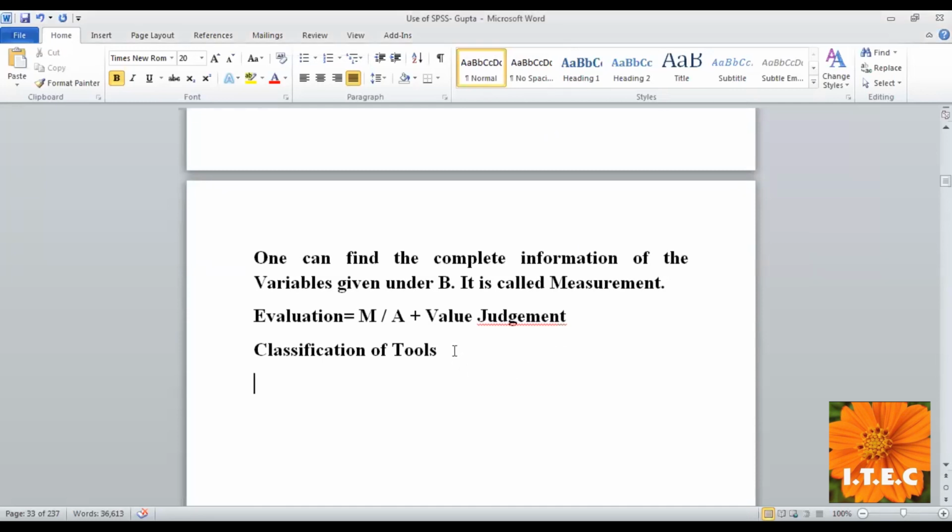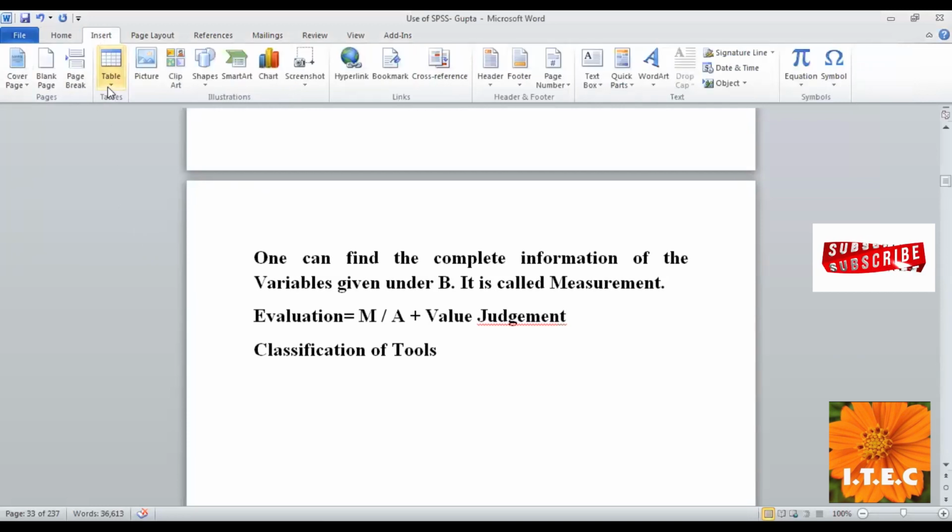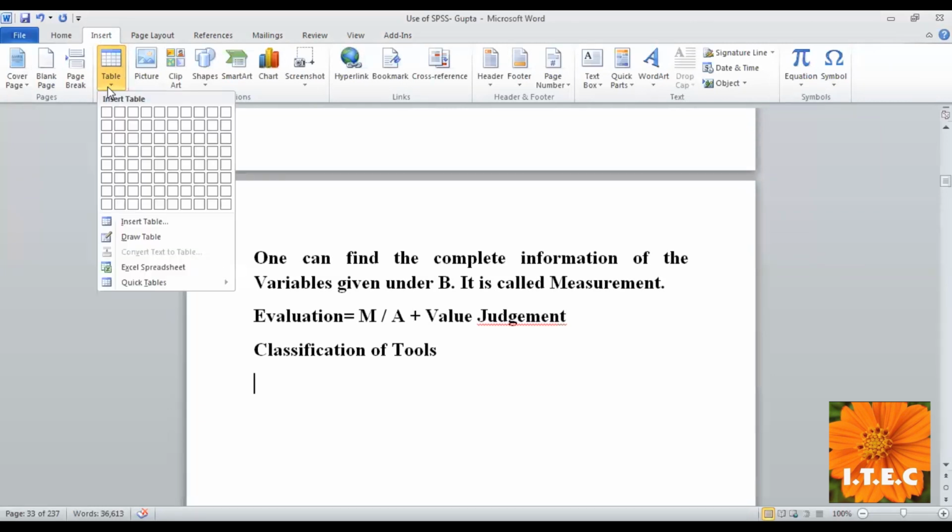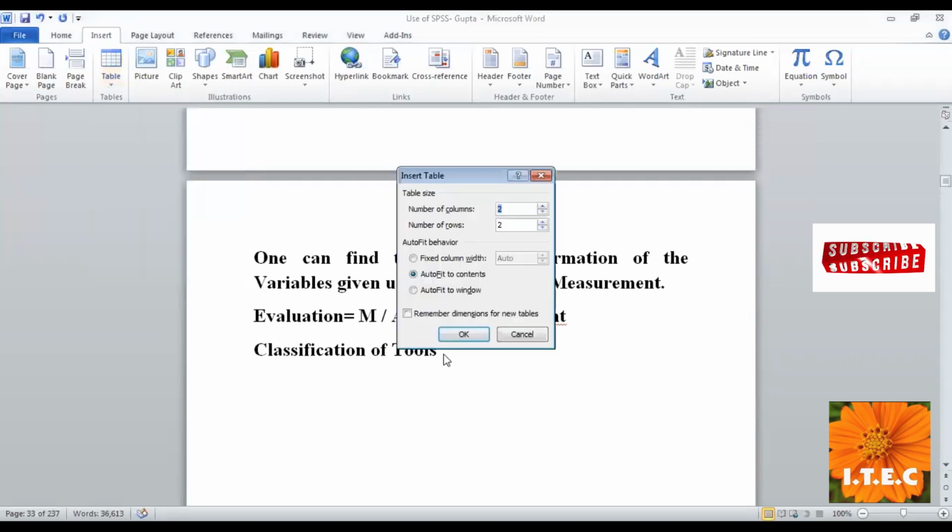So now we have to classify the tool. The classification of the tool. I'm not telling you the classification of instruments, because in social sciences, we don't use instruments, we use tools. So I'm only giving you the classification of the tools.